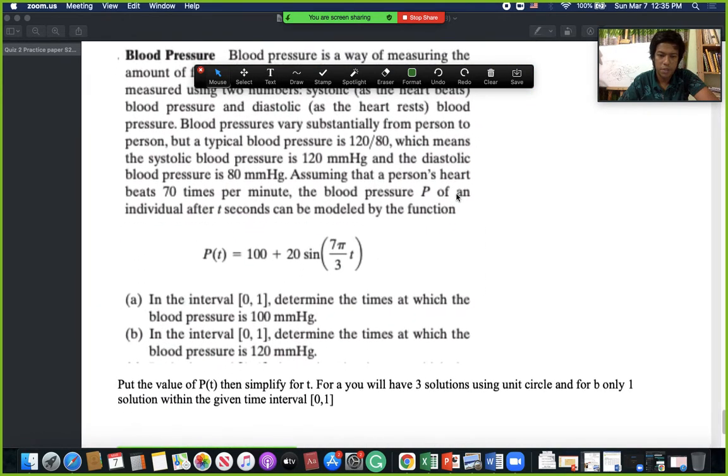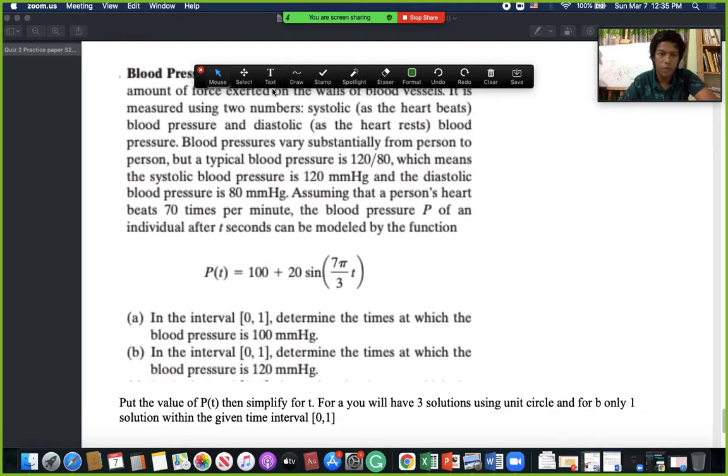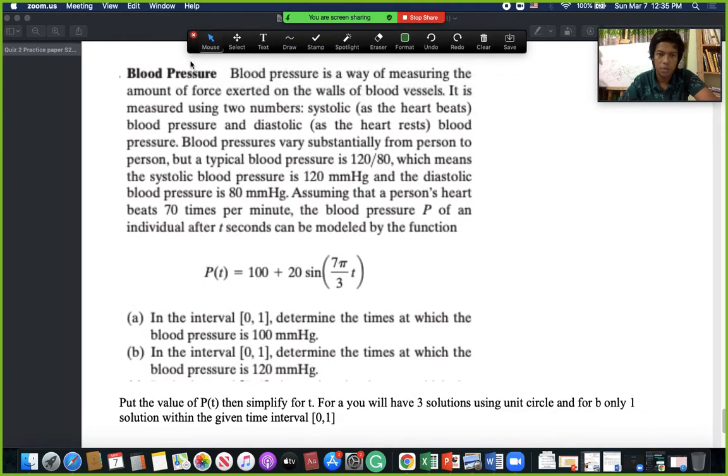Finally, about the blood pressure related math. Some of you actually asked to discuss this math a bit. So let's have a look.